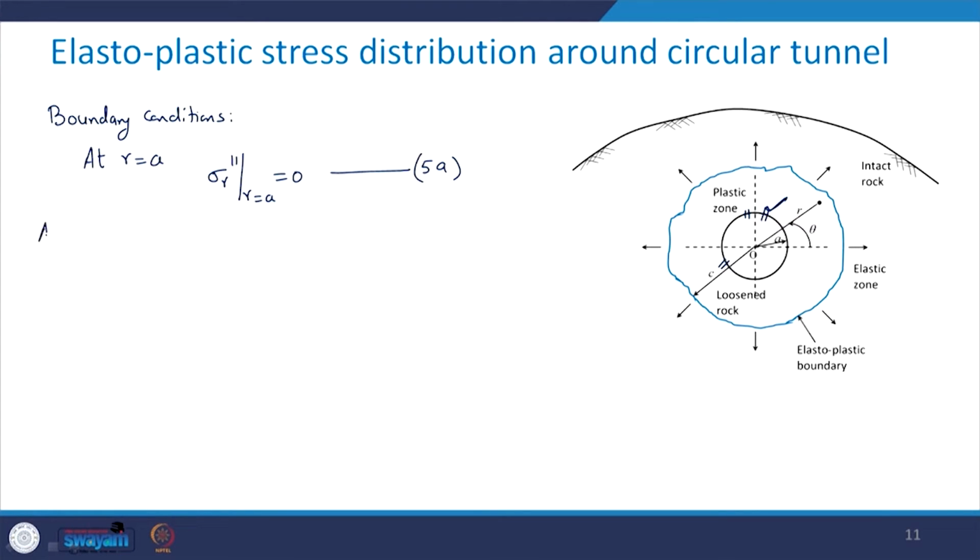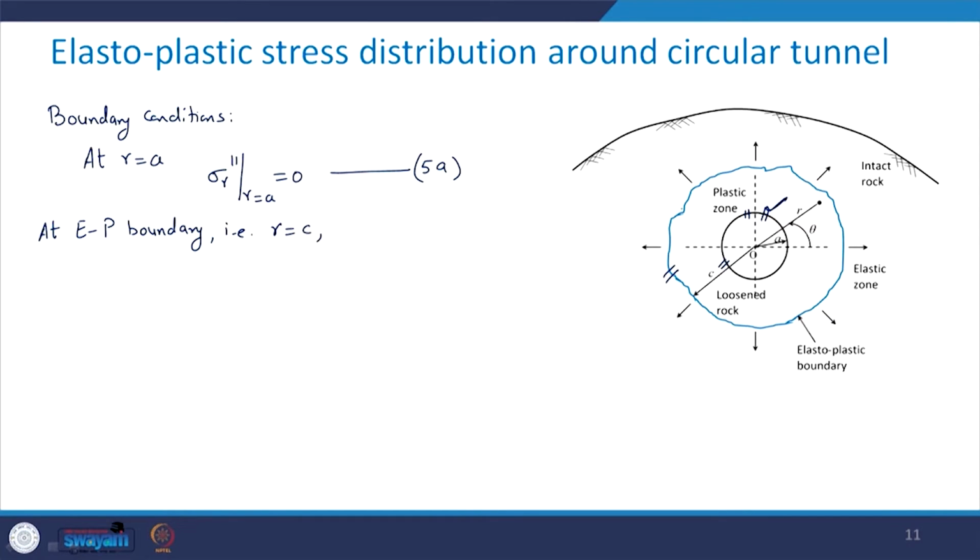Now, at the elasto-plastic boundary, what is r at the elasto-plastic boundary, which is this elasto-plastic boundary? What is r here? That is at r equal to c.